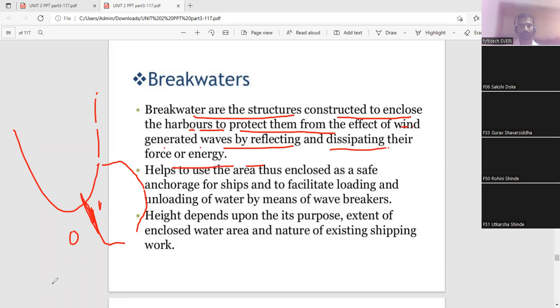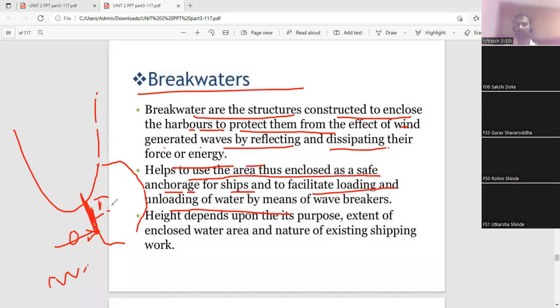Here, outside, the waves are high. The waves outside the breakwater, are they high or low? High. Inside the breakwater, is it high or low? Low. Why is it low? Because of the breakwater structure, which will resist all your high tide waves. And inside the breakwater, the water is stagnant and calm. It will not be under disturbance. It helps to provide a safe anchorage for the ships and facilitates loading and unloading. All the loading, unloading and berthing will take place inside.